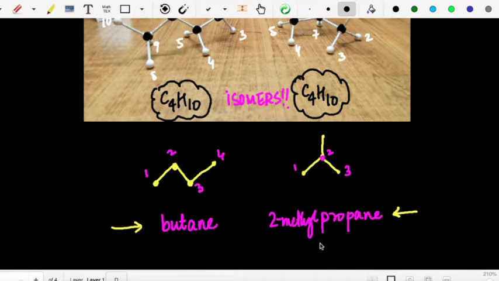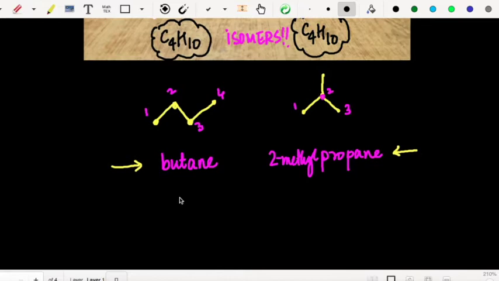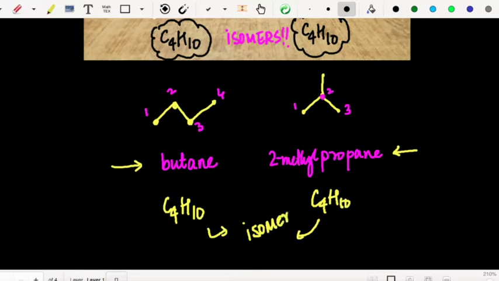So they are different, they are not the same, they are very different molecules, but just because they happen to share the same molecular formula C4H10, just by coincidence, that's why we call them isomers of each other.